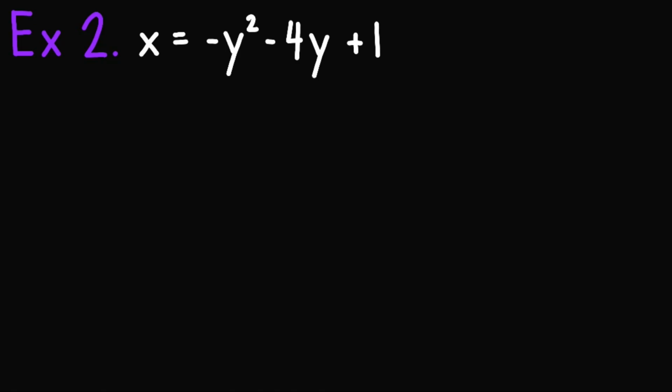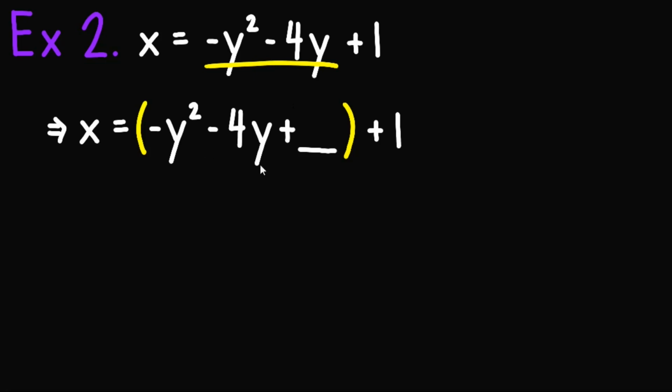Okay, good. So let's start. Again, we focus on the term with the variable which has a square in it. In this case, it would be y. So we focus on this one as well as this one since it contains y. So we'll have this one. And let's apply completing the square out here. So we'll have x equals the group of negative y squared minus 4y plus a blank space out here plus 1. Take note that we put this since we want to apply completing the square.